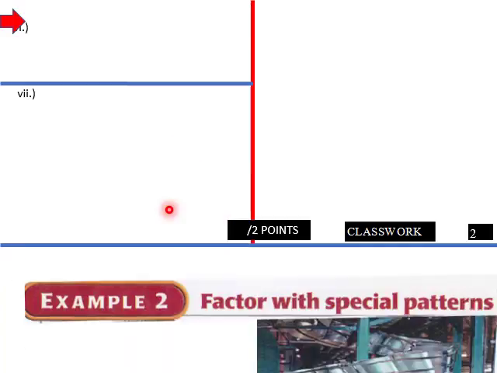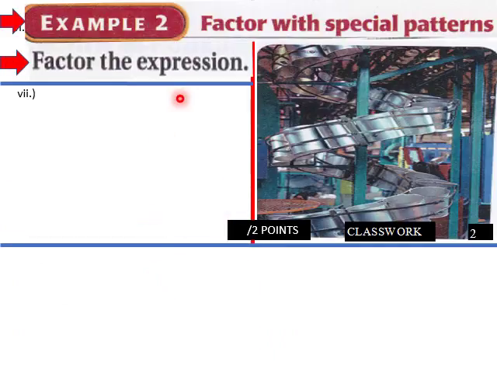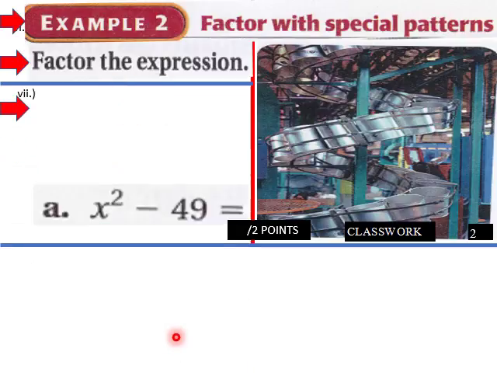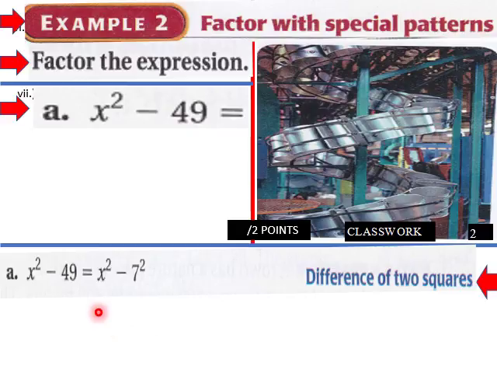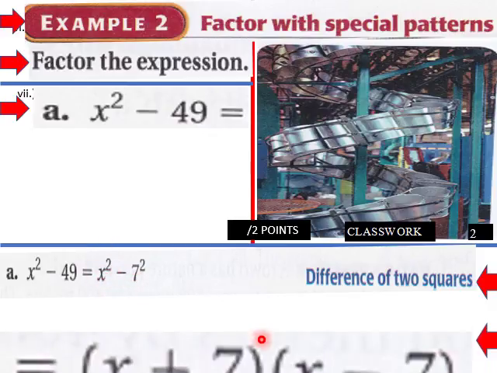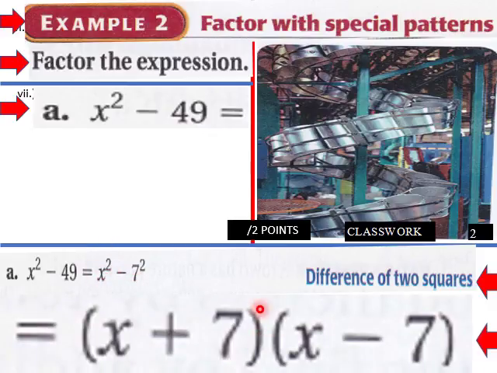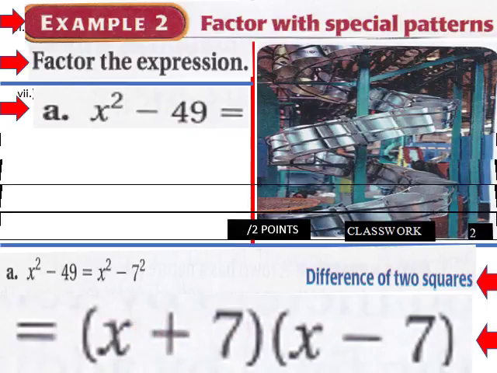Then we go into our first example, example 2 of this section. Factor with special patterns, factor the expression. We have x squared minus 49, which is the difference of two squares. So x squared minus 49 is the same thing as x squared minus 7 squared. So we follow our pattern: x plus 7, x minus 7.